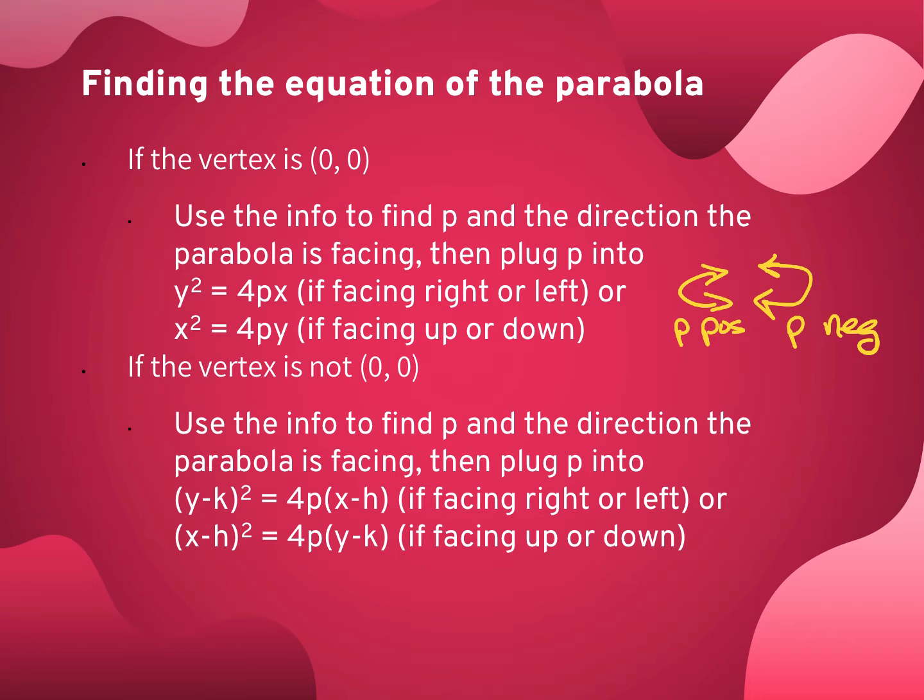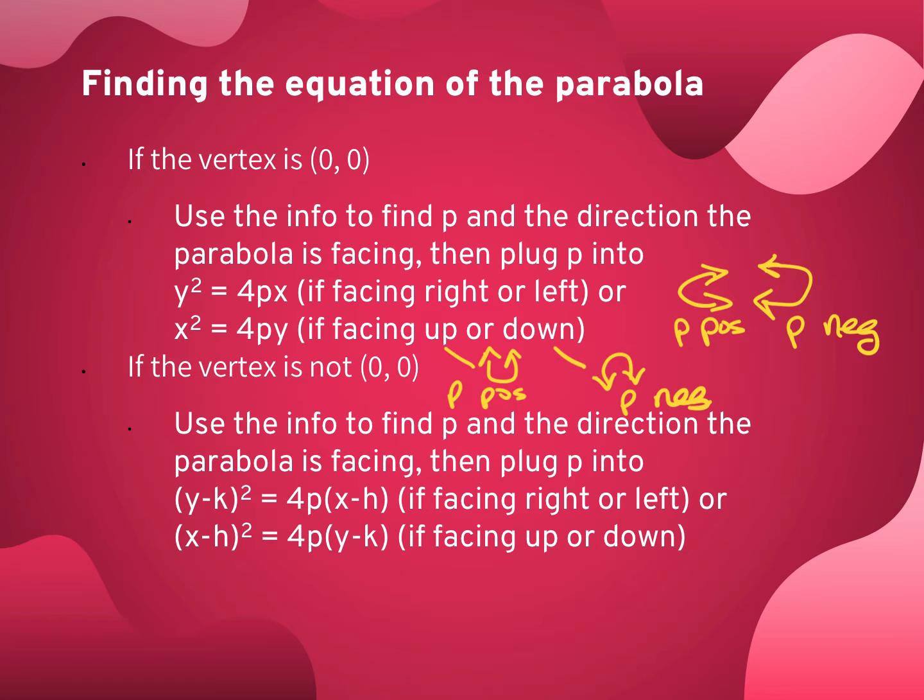And then when it's the x squared, facing up would be the happy parabola. It looks like a U. And our p-value would be positive. Here, when it's facing down, it looks like an upside down U. And the p-value would be negative.